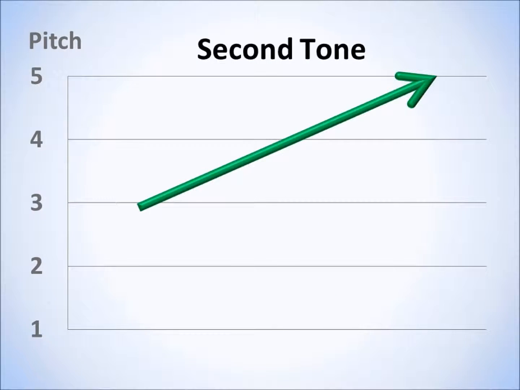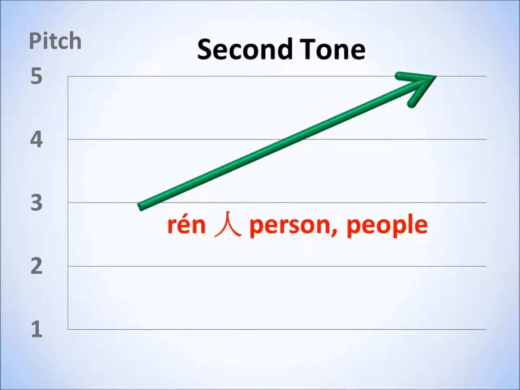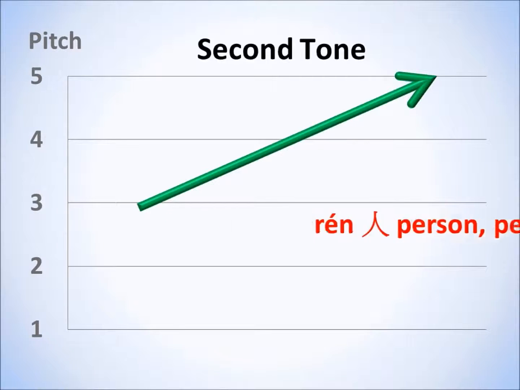Next one, the second tone, as you see in the picture, is a rising tone. It sounds like the English question, what? What? Can you sense the change of the pitch? What? It's rising. But in Chinese, the second tone has nothing to do with a question. Let's practice more words in the second tone. 茶, 茶, rising. Okay? Next one. 人, 人. Just remember, the second tone is a rising tone.